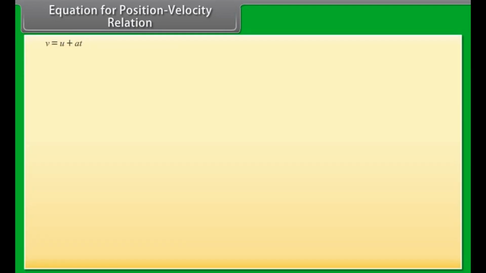Distance time graphs. Equation for position velocity relation. The third equation will be obtained from these two equations.